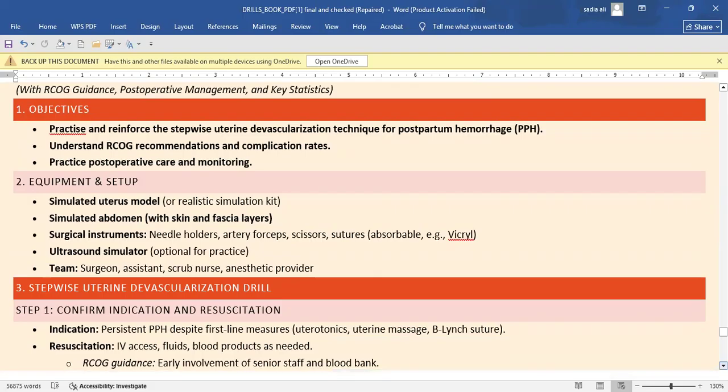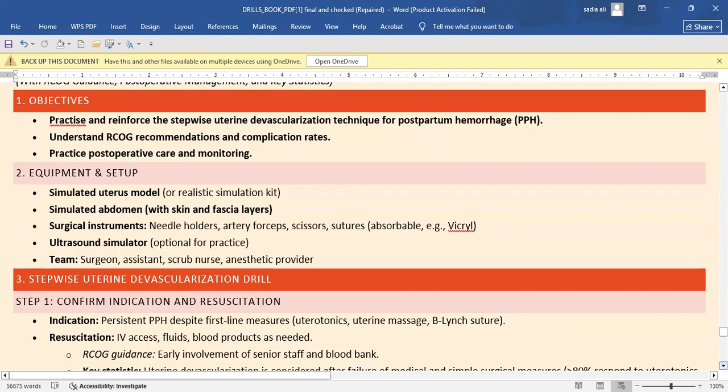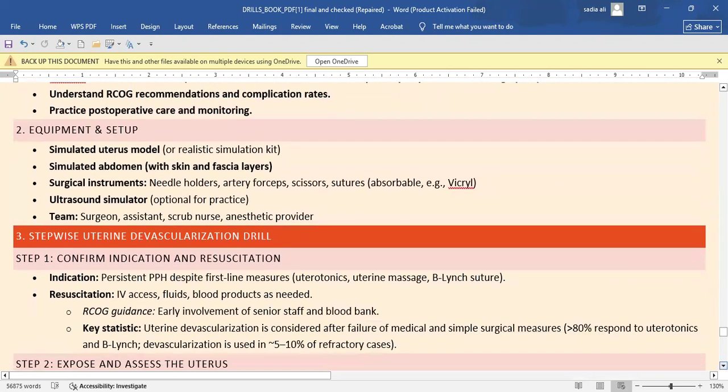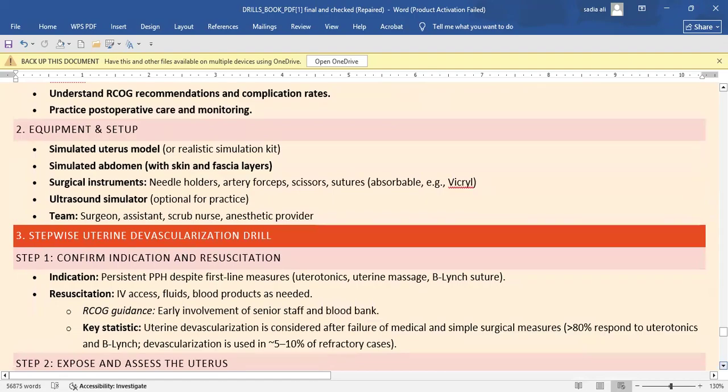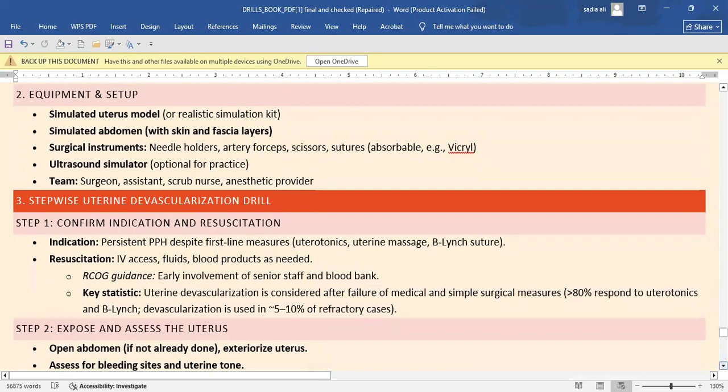So, it is a very interesting topic also. So, I will tell you, and at the end of the session, you will be able to learn, and I will provide you some material and video links that you can learn a lot. Okay, yes. So our objective is what are the steps and how it is performed, and why the uterine devascularization is recommended, and what are the complications of it. So it should be performed in the uterus model.